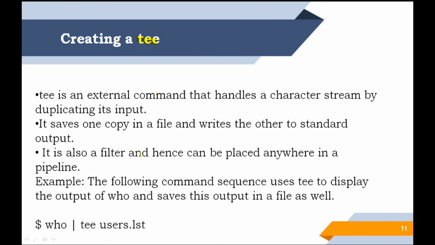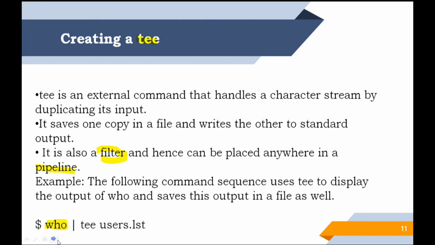It is also a filter and hence can be placed anywhere in the pipeline. Filter means what? It is going to use the standard input as well as the standard output. Just see the example here. The following command sequence uses tee to display the output of who and saves this output in a file as well. Here who is going to display all the users who are logged into your system.